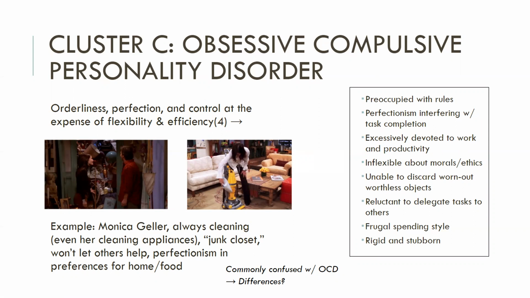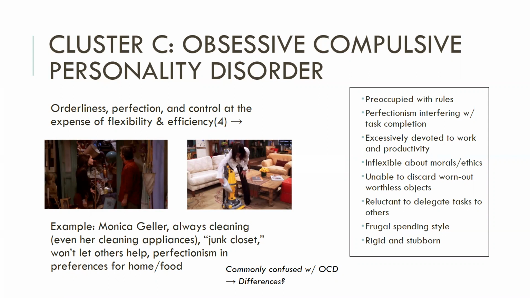Great example of this is Monica Geller from Friends. She is always cleaning. She's even cleaning her appliances in that one image I have there. She's got that junk closet that makes its appearance in that one episode, where she stashes a bunch of old stuff. But then when Chandler asks, oh, sweet, so I can put my crap in here too, she's like, no, you'll mess it up. She doesn't let others help her clean or cook. And she has very perfectionistic tendencies in her preferences for how her home is kept, and for how she cooks. You know, she's a chef, so she's got her preferences in that arena as well.